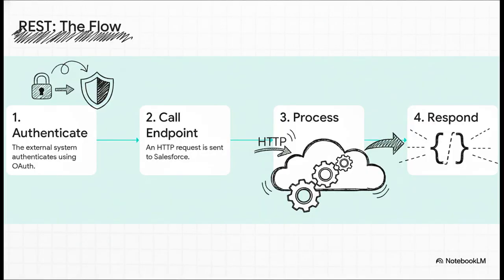So a typical REST interaction is a pretty clean 4-step dance. First, the application has to connect securely, usually using something called OAuth. Then it just sends a request to a specific web address or endpoint. Salesforce gets that request, does its magic, and then sends back a nice, neat little package of JSON data. That's it. Simple and fast.